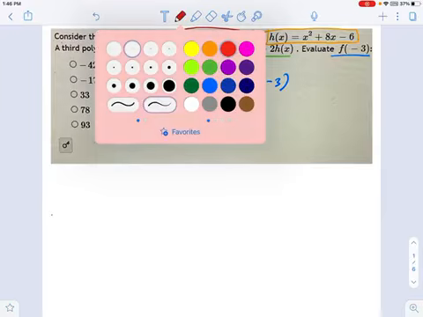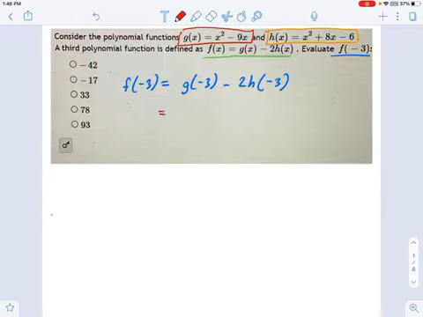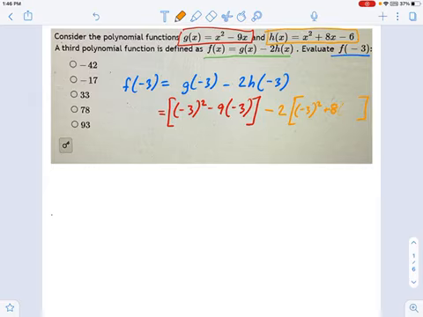Well, I'll do the red one first, g. This is going to be, remember what g of x is, it's x squared, or negative 3 squared, minus 9 times negative 3. Okay, so that's what the g portion of this is. And now let's do the h portion. Okay, I've got minus 2 times h. Well, what's h of negative 3? That's going to be negative 3 squared plus 8 times negative 3.